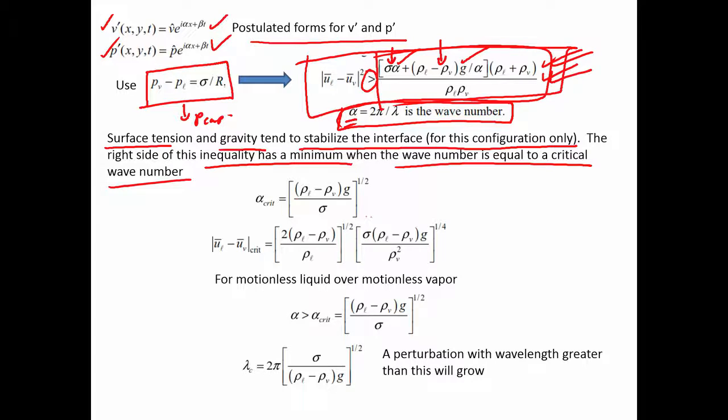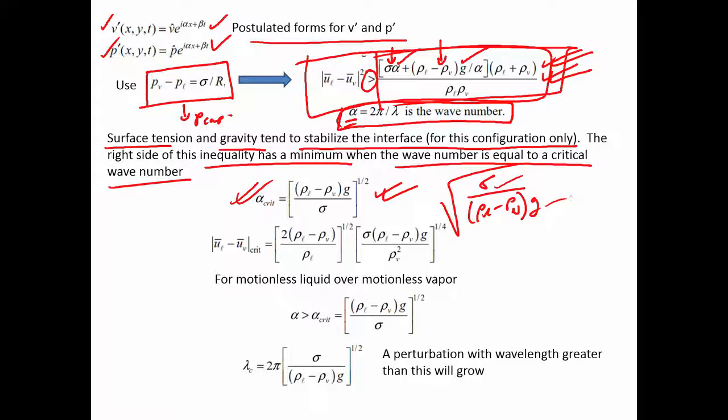That critical alpha is given by this particular parameter, which is nothing but rho L minus rho V, the difference in density of the two phases, multiplied by g divided by sigma, and the root of that. This sounds familiar to a certain audience. You can think about it. I will give the answer in the next class: what does this actually resemble? Sigma divided by rho L minus rho V into g, and the root of that. This is an interesting quantity. It is basically sigma and the corresponding gravity term.